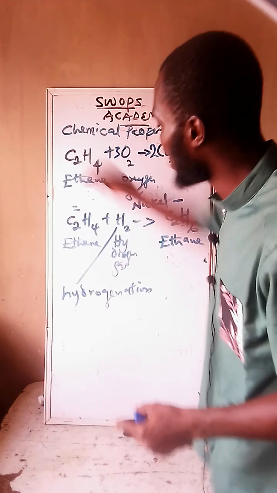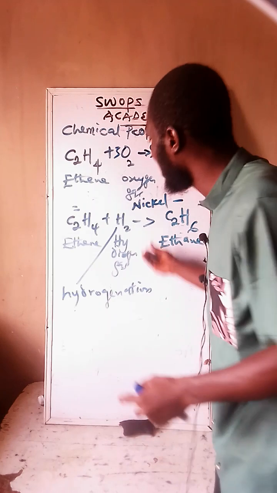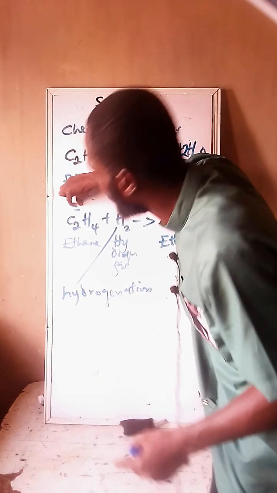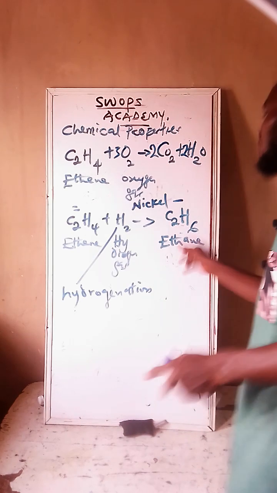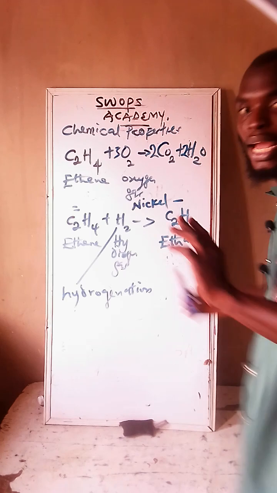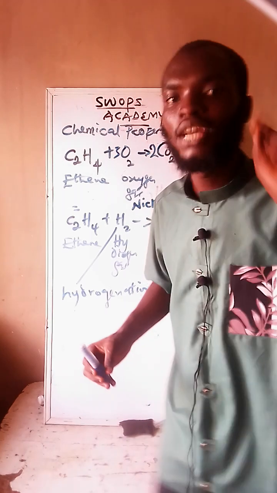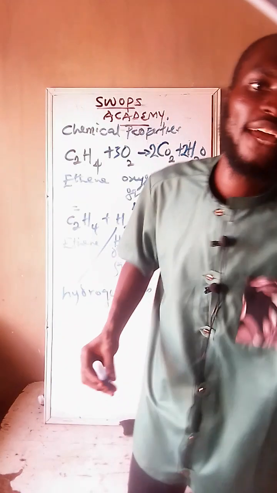So when we add it, the essence of this addition reaction is that it makes an unsaturated hydrocarbon become a what? Saturated hydrocarbon. ENE to become ANE as a result of nickel. Or if you don't see nickel there, we can see platinum or palladium.